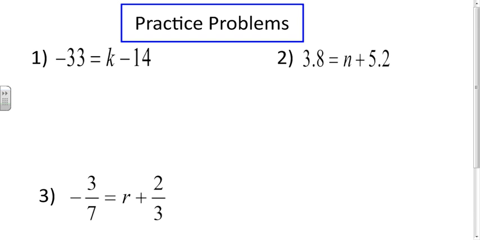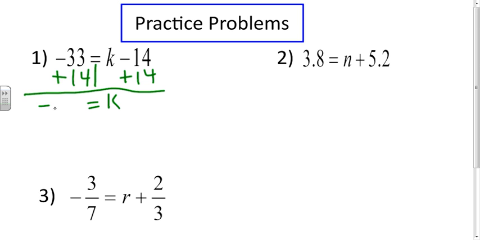Okay, now that you've finished these, let's take a look at what we would do here. I want to get this k all by itself on one side of the equal sign. It's k, I'm subtracting 14, so to zero out that constant of negative 14, I want to add 14 and do the same thing to the other side of the equal sign. I'm left with k on the right side, and negative 33 plus 14 is going to be a negative 19.